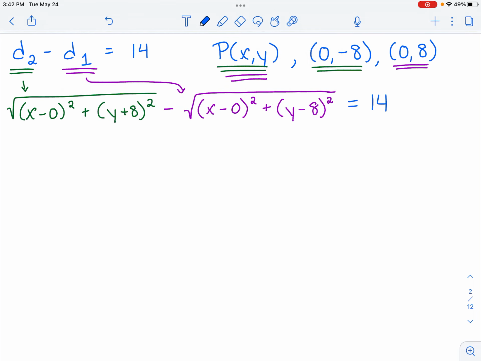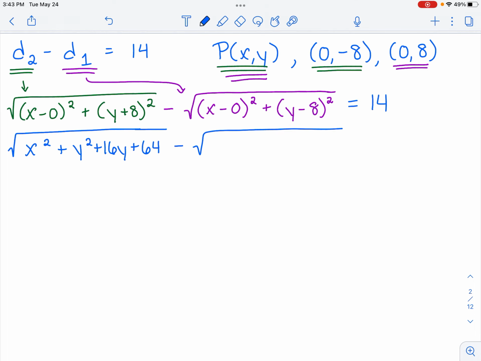So now let's clean this up a little bit. So now we have the square root of x squared plus. Now I'm going to multiply out the binomial squared, the y plus 8 squared, to get y squared plus 16y plus 64. Okay, there we go. Minus. And now this second square root is going to look almost identical. I'm going to have the x squared again, but now I'm going to have y squared minus 16y plus 64. All right, and this is all equal to 14 still.